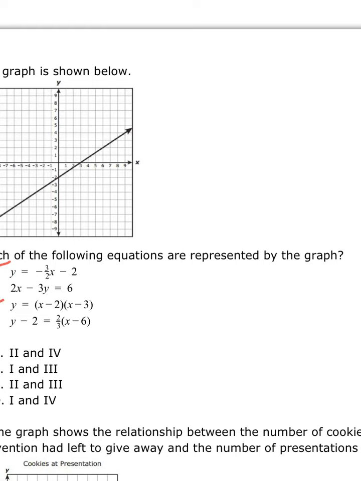So let's take a look at 4. I've got y minus 2 equals 2/3 times x minus 6. Hey, that one matches. So then what's my answer choice if 2 and 4 are my options? A? A is my answer.